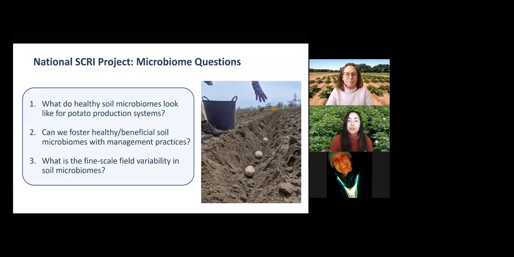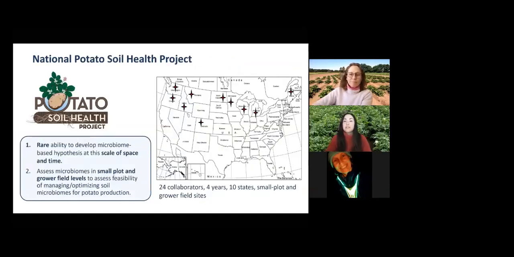And that leads me to the strength of this national project. We have 10 different states participating on this grant, and it's a 4-year project with 24 different collaborators, including small research plot trials as well as grower field trials. And this gives us the rare ability to be able to look at soil microbiome hypotheses, not only over space, but also over time and at different spatial scales as well. So we're able to assess how different treatments, some that are consistent across states and some that are tailored specifically to those regions and what those grower practices are, we're able to see how they interact with the soil microbial community and how those differences in microbial communities impact tuber yield and quality.